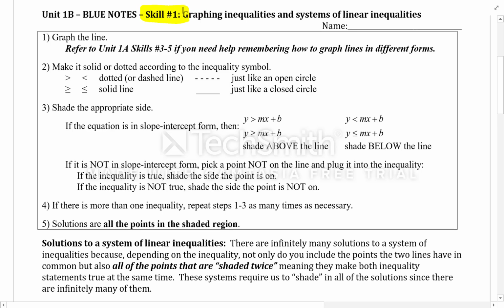And you will get your Unit 1B pretest when I see you next, but you can know right now that our first skill will be on graphing inequalities and systems of linear inequalities. So this is something that was covered in Algebra 1, but we do feel the need to repeat it here in Algebra 2 just to make sure we're all on the same page moving forward.